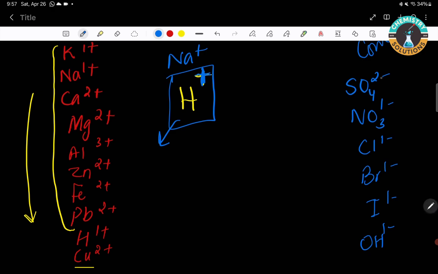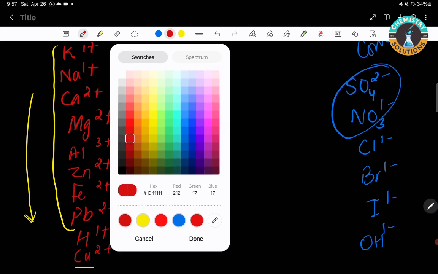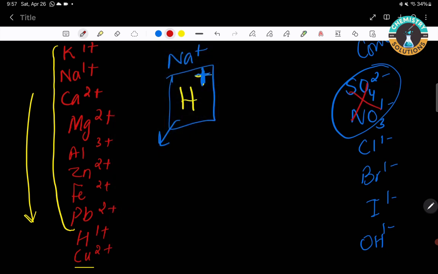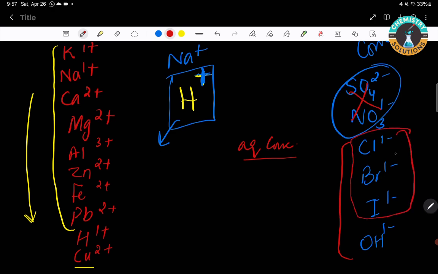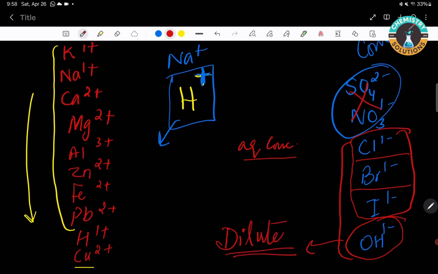Then what will happen? These ions will never discharge. No story is left behind. Whenever the words aqueous concentrated are there, then only halide ions will go. Whichever of these ions you have in your question, you have to take these ions. The hydroxide ion will only go along with dilute electrolytes. If the word dilute is there, then we will use OH minus, otherwise not.